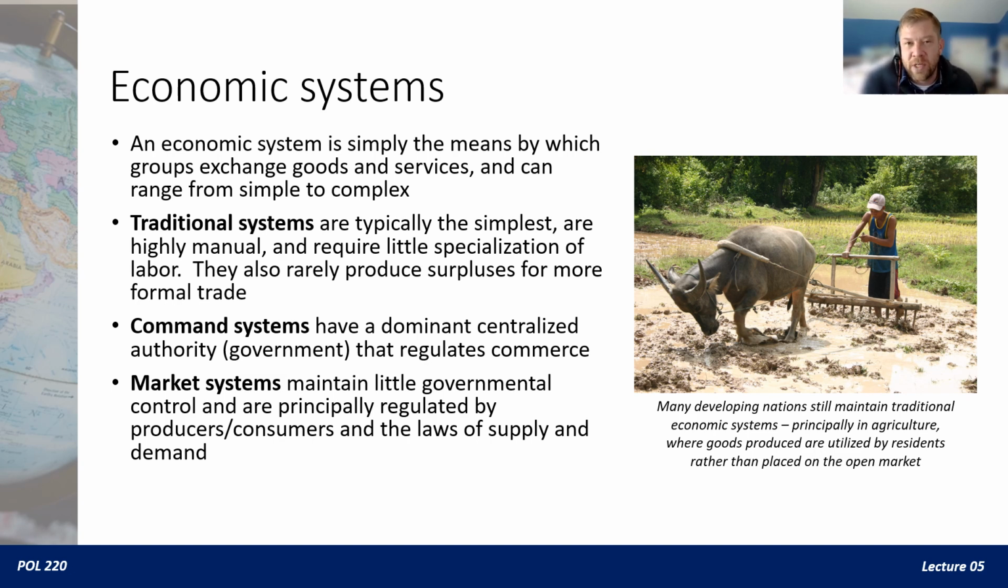Well, obviously that shifted over time as civilizations developed, and you end up with these two other forms of economic system that exist today: command systems and market systems. So a command system is an economic system that's heavily dominated by a centralized authority, most notably the government. And the government will regulate commerce in a variety of different ways. A true market system, on the flip side, is characterized by very little or no governmental control, and it's principally regulated by the players in that economic system, the producers and the consumers. And then it's all tied to the laws of supply and demand.